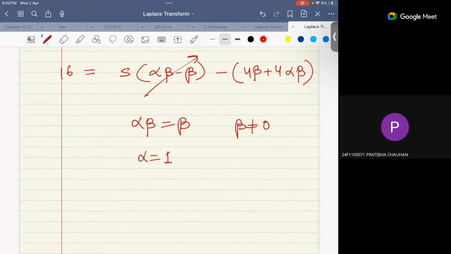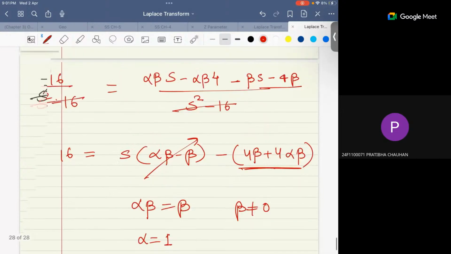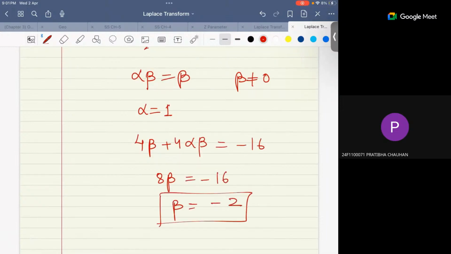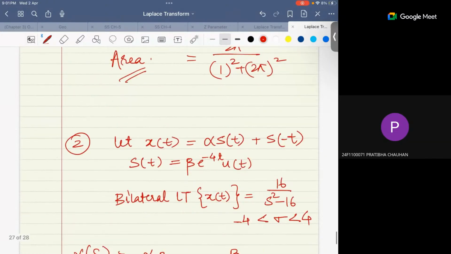Correct? Yes, sir. Yeah, and then this value is what? Minus 16, right? This is minus 16. So this is 4 beta plus 4 alpha beta equals minus 16. You have alpha equals 1. So this is 1. So 8 beta equals minus 16. So beta equals minus 2. Okay, clear? Everyone? I hope this is clear. Yeah. So not that difficult.